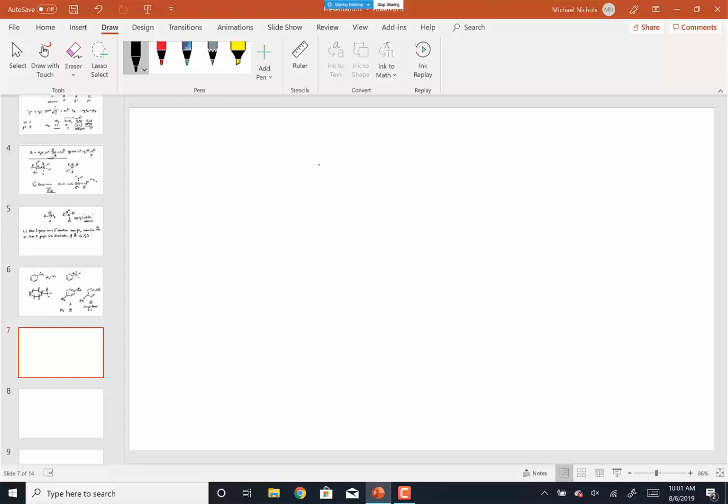All right, how do we make amines? Well, a couple of easy ways to make amines. I take a primary amine and I add NH3 to it. What's going to happen?